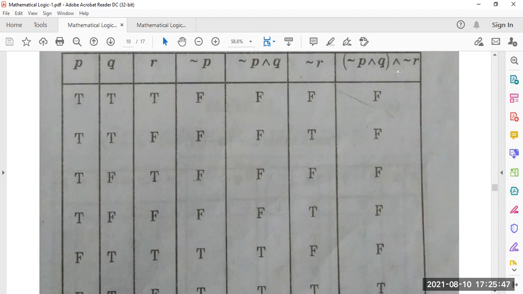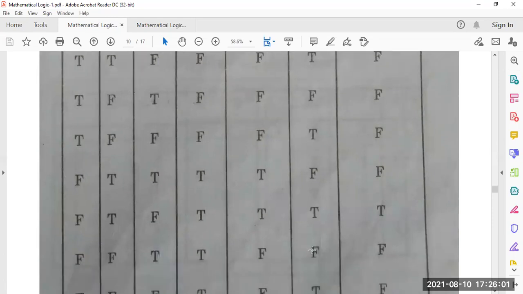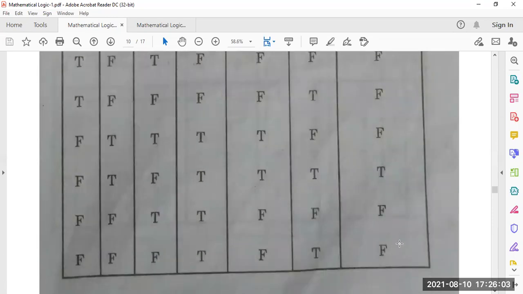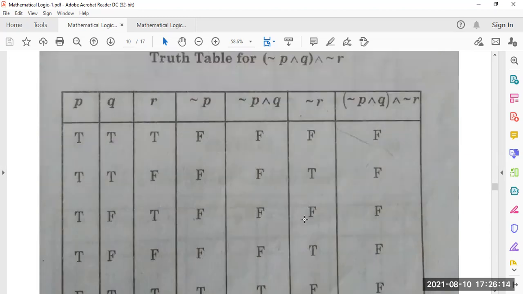Here also meet. That means if both of them are T, then only T. FF, F, FT, F, TF, F, but here TT, that means T. FF, F, FT, F. It is the meet that is given. So for meet, if both are T, only then it is T. Is it understood?